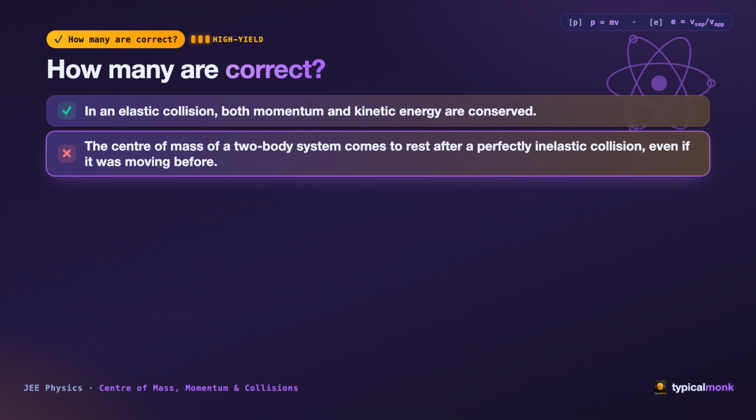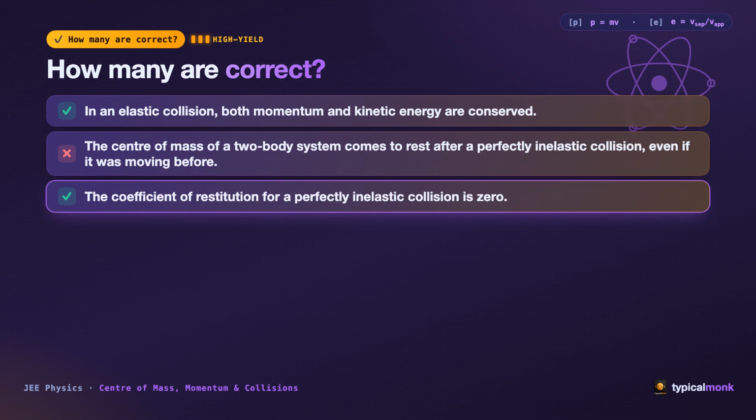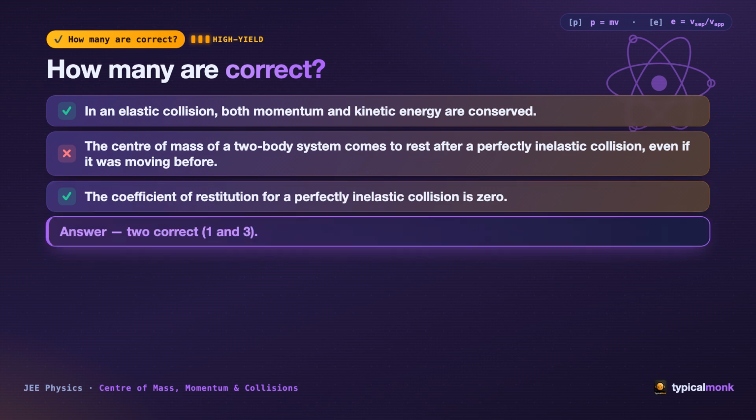Think carefully about what actually acts on this system. Statement 3. The coefficient of restitution for a perfectly inelastic collision is 0. So, how many are correct? Two statements, the first and the third. An elastic collision truly conserves both momentum and kinetic energy, and a perfectly inelastic collision truly has e equal to 0. But the second one fails.